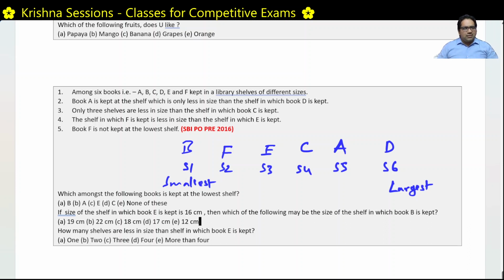How many shelves are less in size than the shelf in which book E is kept? There are only two shelves. Two is the correct answer. Hope you understood this problem. This is a very small problem. Within a minute, we should be able to solve this.